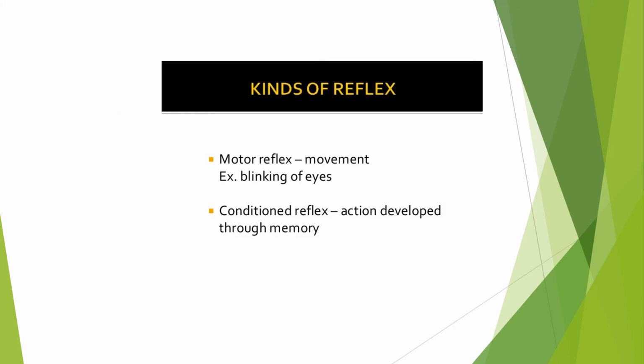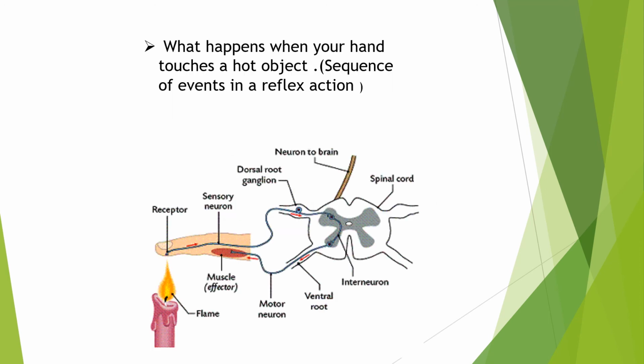Kinds of reflexes: motor reflex, for example, blinking of eyes, and conditioned reflex action developed through memory. Like if something has happened to you once, your conscious mind or your spinal cord will act accordingly next time when you face the situation. So here is the example of what happens when your hand touches a hot object.